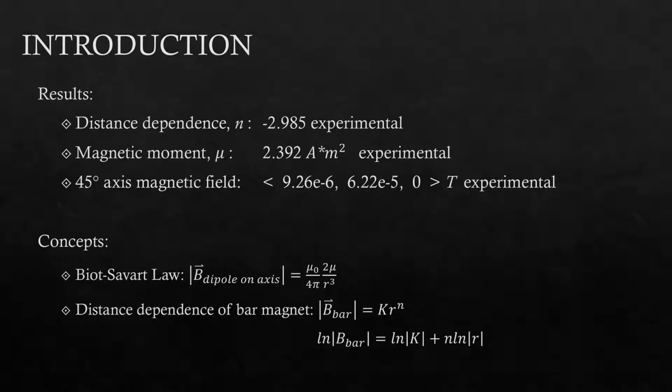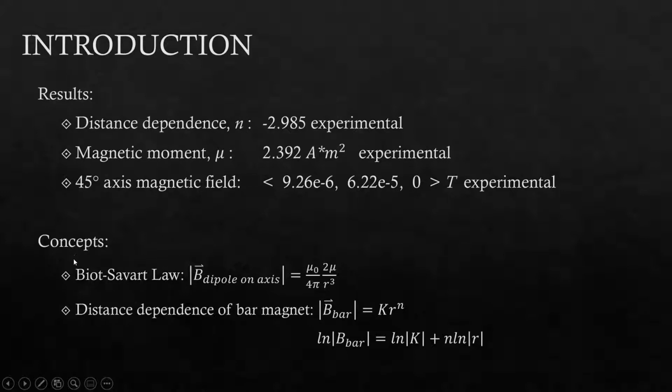So some results include distance dependence, or n, was negative 2.985. Magnetic moment, mu, was 2.392 amps times meter squared. And then the 45 degrees axis magnetic field was this in Teslas. And we'll see later how these compare to the theoretical values.